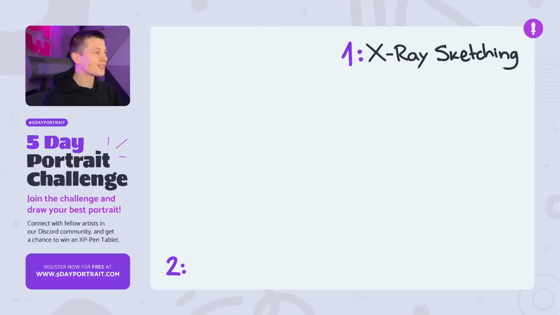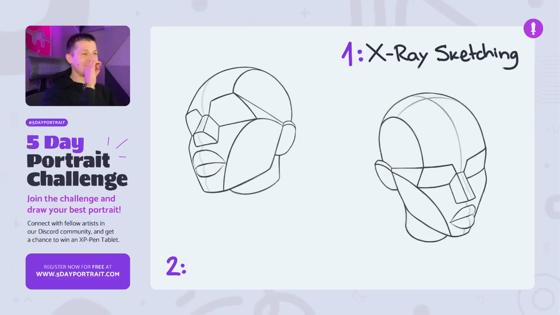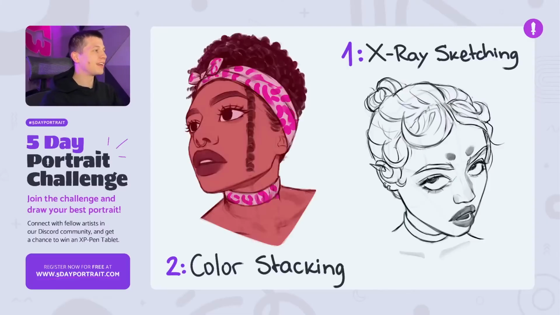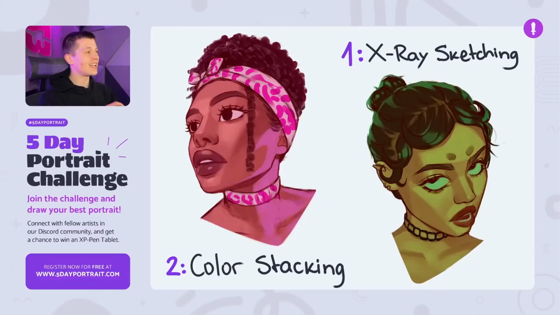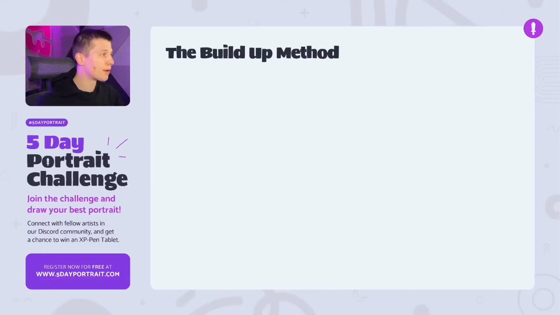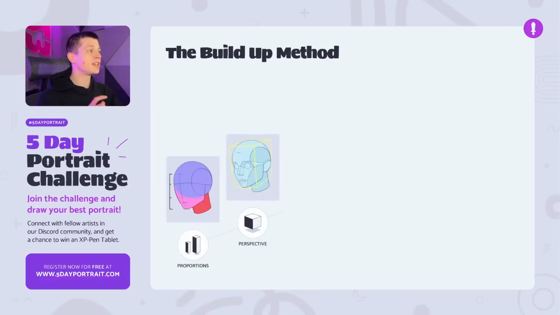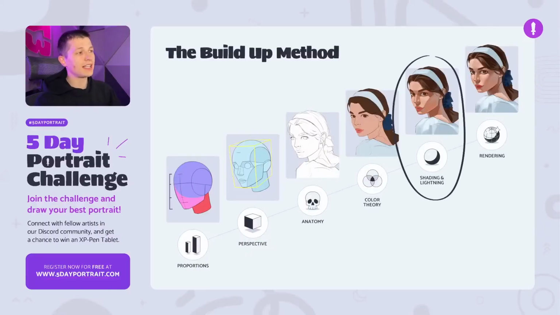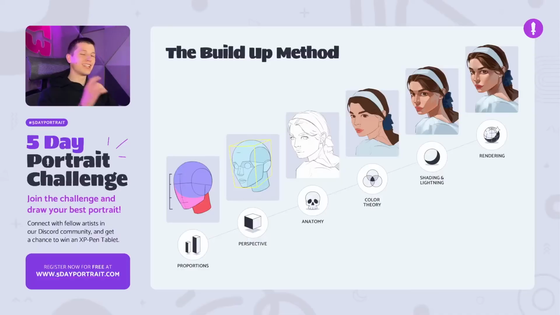The first one is called X-ray sketching, which shows you the hidden lines and invisible structure of the face, and how to improve your proportions, perspective, and anatomy. The second technique is color stacking, which shows you how to pick colors that look good together, where to place the lights and shadows, and how to achieve that finished final look, improving your shading, color theory, and rendering. These two techniques make up what I call the build-up method, a complete approach to painting the portrait you imagine from start to finish, bridging the gap between theory and fundamentals with an actual drawing process. Super excited about this.